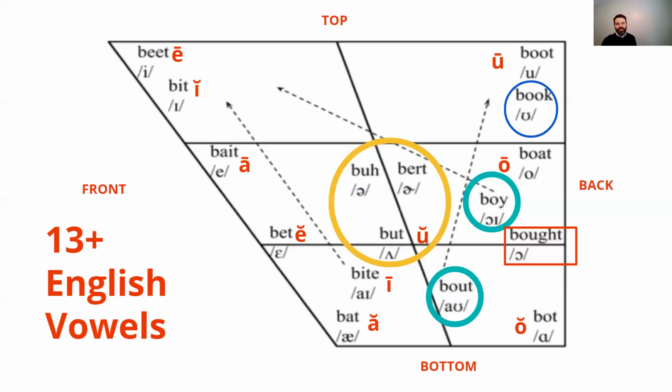So in total, this gives us 5 long vowels, 5 short vowels, and at least 3 or 4 or maybe more, depending on how we define those schwa sounds. So American English has at least 13 vowel sounds, possibly more.